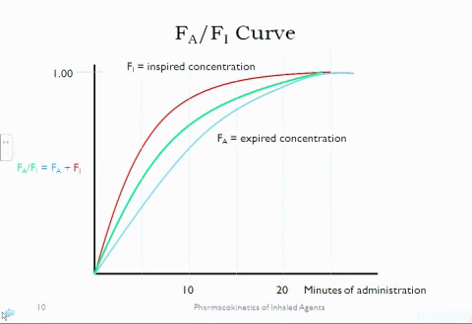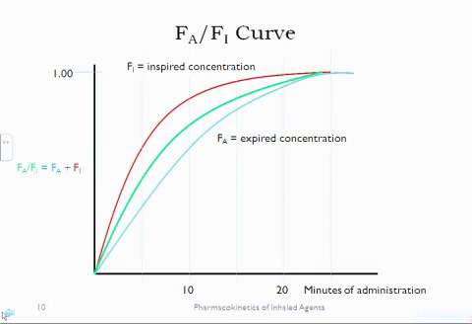Okay? So this is the number of minutes that you're administering the medication. This example is showing you 3 different colors. It's showing you the inspired concentration, which is the red line, okay, versus the actual alveolar concentration over time, which is dropping. The reason it's dropping is it's being absorbed. But the green line is the actual FA-FI curve.